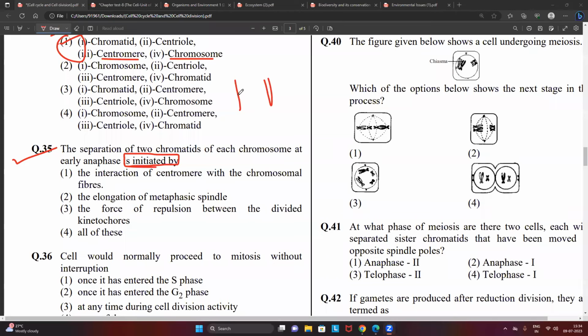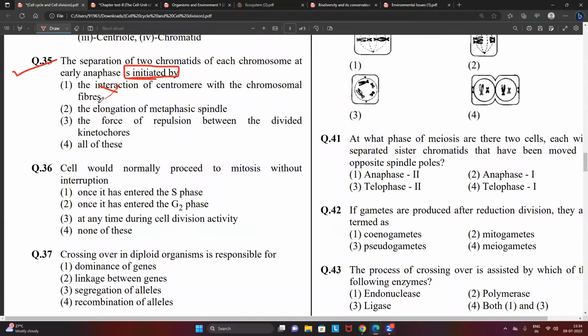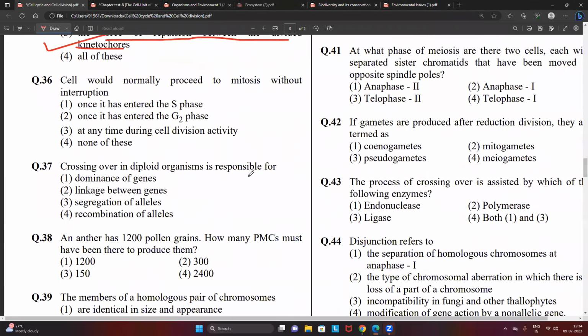Correct, na? See, if both are associated with each other with an attraction force, they can never be separated. So obviously they require a repulsion force by which the 2 kinetochores get separated. So it cannot be an interaction. If they interact, how do they get separated? It is not about elongation. The force of repulsion between the divided kinetochores. The more the repulsion, the more easily they separate. The less the repulsion, they can't separate at all. So the option will be the 3. No need to get confused with that.